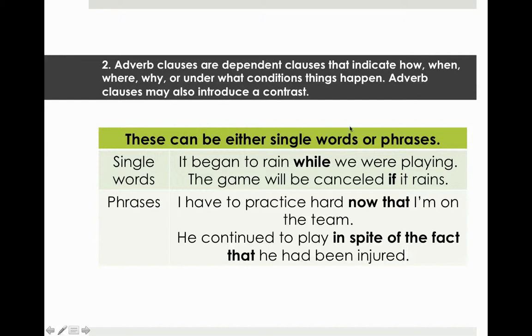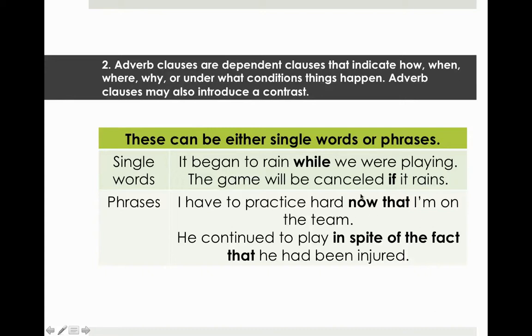Adverb clauses are dependent clauses that indicate how, when, where, or why, or under what conditions things happen. Okay, and this is what we were saying before. An adverb clause can be either a single word or a phrase. Here, these are single words. It began to rain while we were playing. The game will be canceled if it rains.